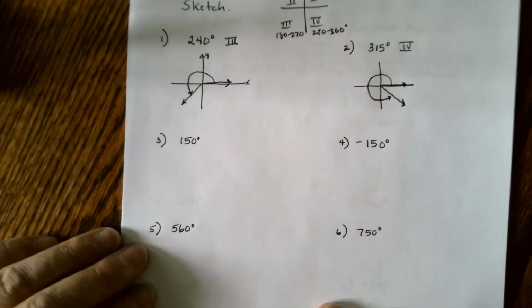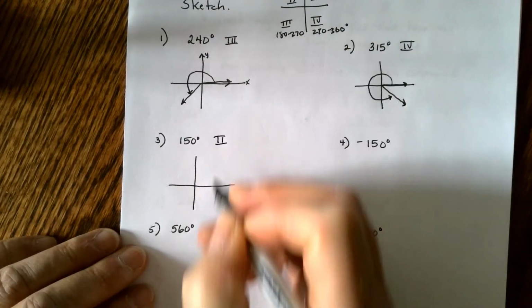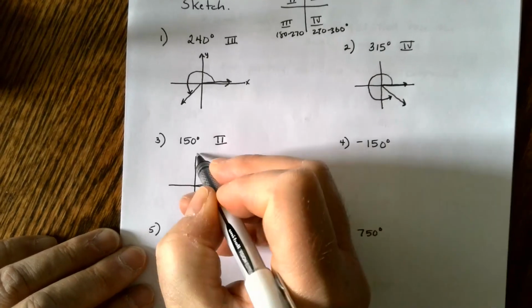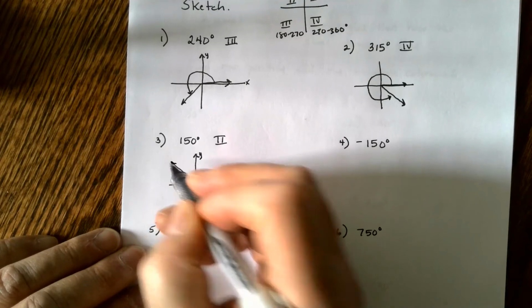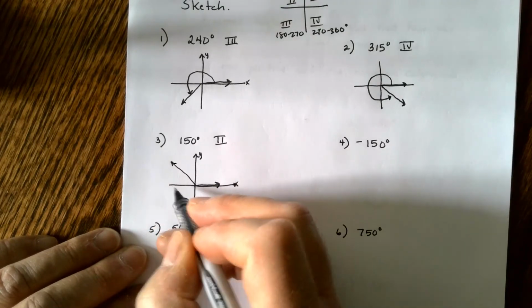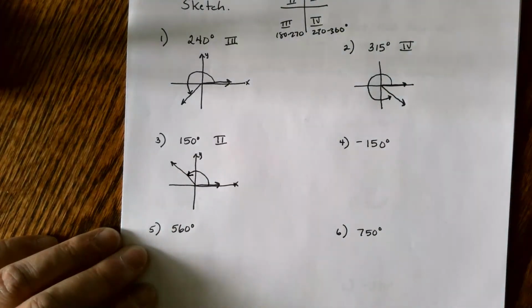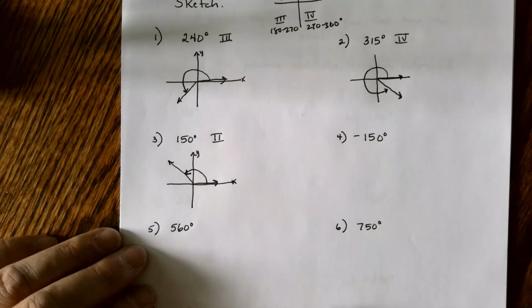Let's take a look at 150 degrees very quickly. This is a quadrant 2 angle. We're going to start on the positive x-axis. And we know that our terminal side is going to be somewhere over here in quadrant 2. You don't have to be perfect with this, just so we know that you are in fact in quadrant 2 and you're getting an idea of where these angles' terminal sides are.